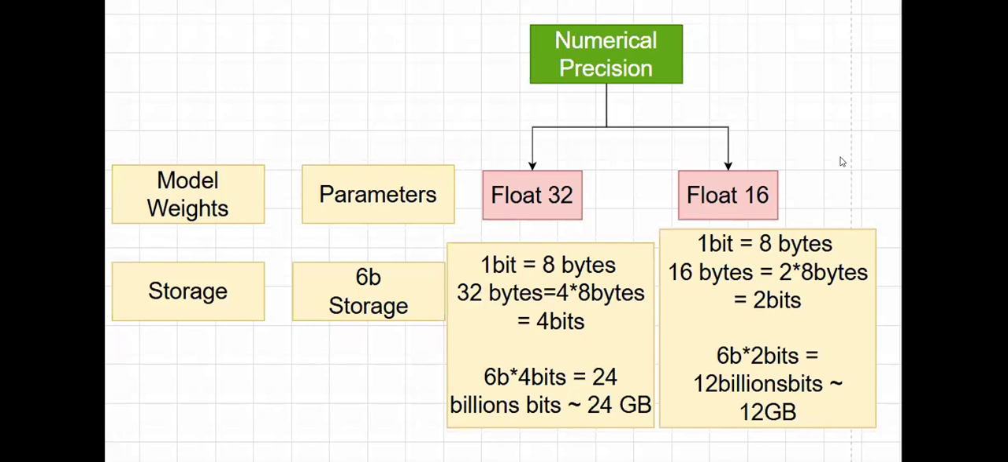So that's about numerical precision. If we recap, what is numerical precision? Nothing but the brain floating value representation of our model weights. So what are the numerical precisions that are preferred right now in the market? We are preferring float 32 or float 16, nothing but BF32 or BF16 values.